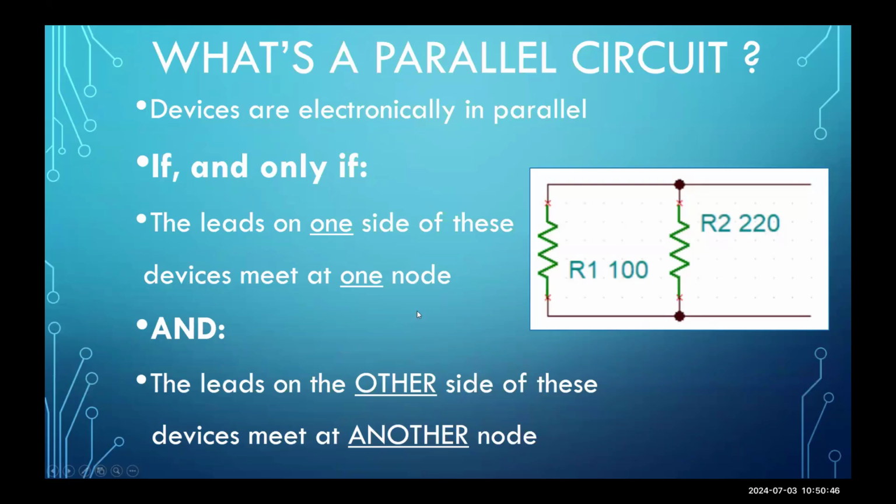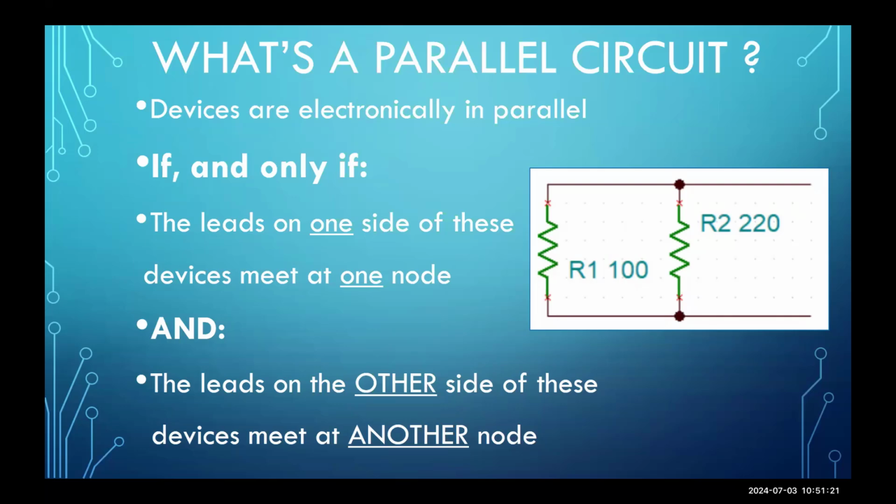Okay, let's go ahead and define what is parallel. My friends, listen carefully. Devices are electronically in parallel, and this is big, if and only if. Did you see that? If and only if. There's 2 conditions that have to exist. So the first condition of the if and only if is the leads on one side of these devices meet at one node. So do the tops of these resistors meet at a connection point, which we will call a node? Yes or no? Yes.